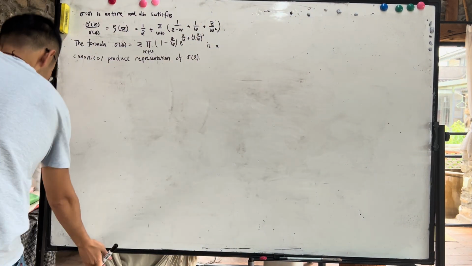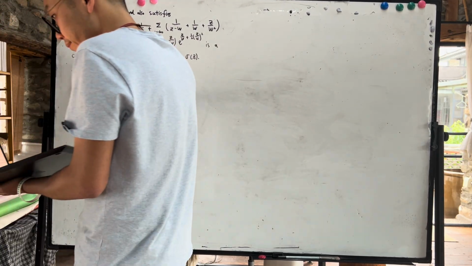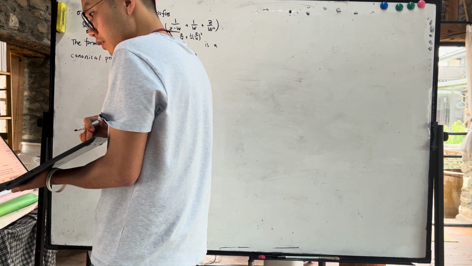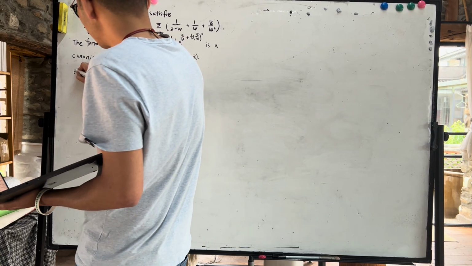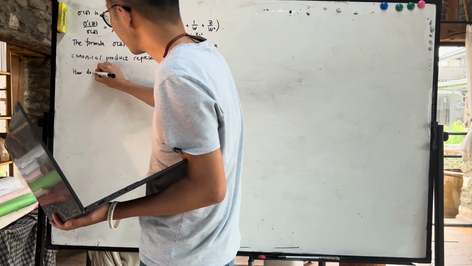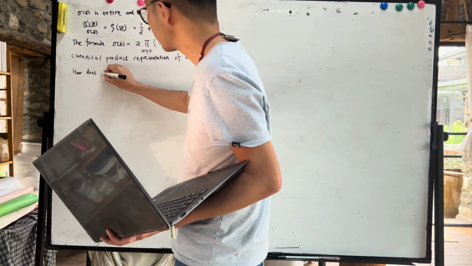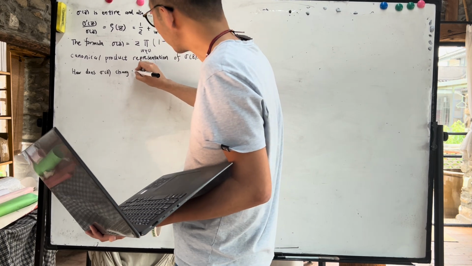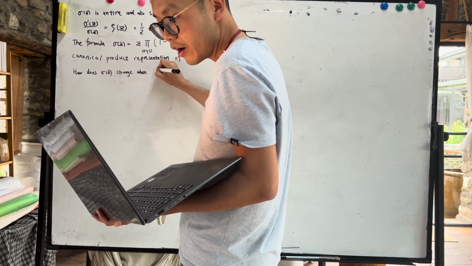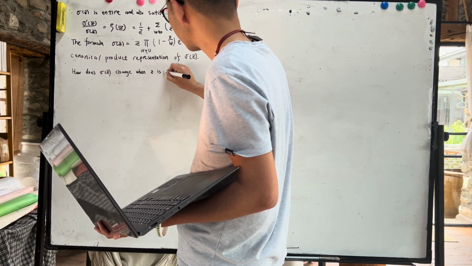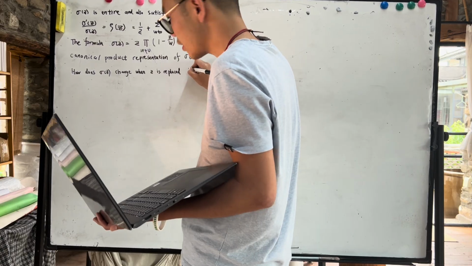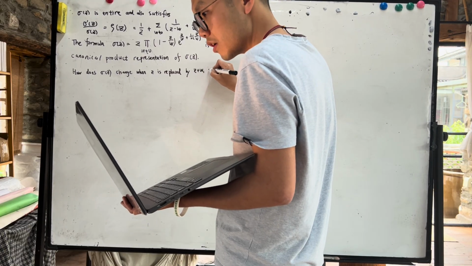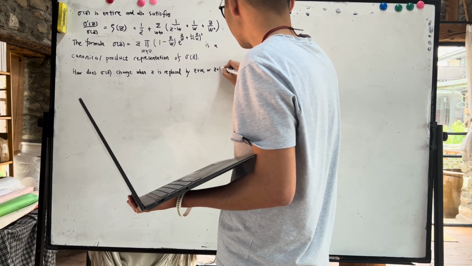So now, he said, how does sigma z change when z is replaced by z plus omega 1 or z plus omega 2?